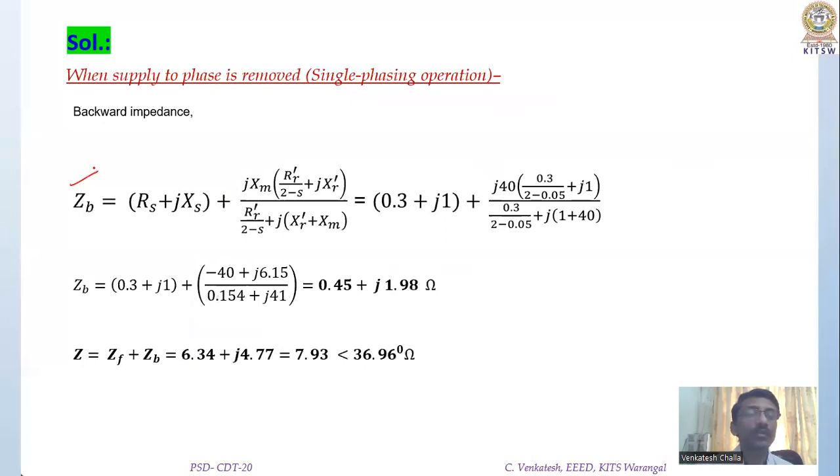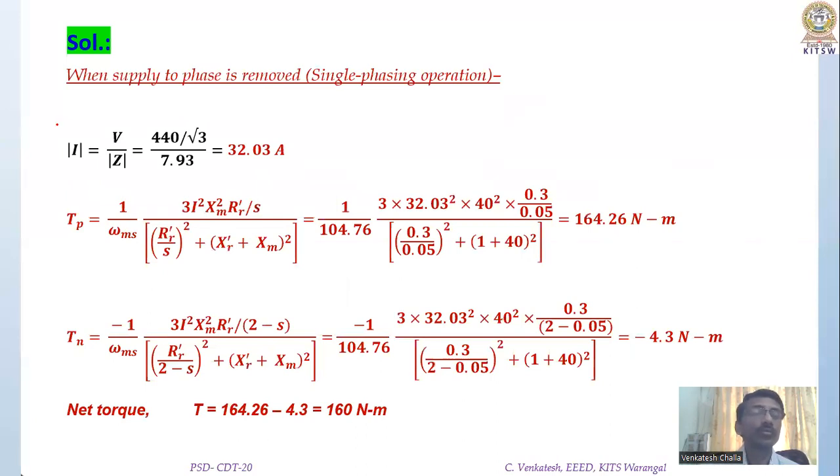Similarly, for the backward impedance, for negative sequence components, the backward impedance is given by this expression, the total impedance. The S now becomes 2 minus S. The remaining things remain the same. And ZB is 0.45 plus j 1.98 ohms. Adding ZF plus ZB, you can find the total impedance of the induction motor. So under that open circuit condition, by combining ZF and ZB, we have got the equivalent Z. From that, we can find the current. I is equal to V by Z, that is 32.03 amperes.